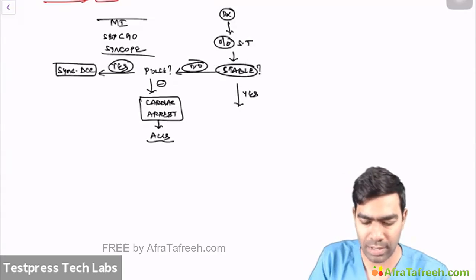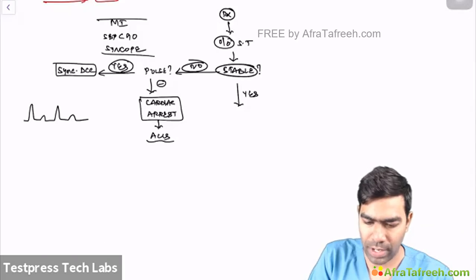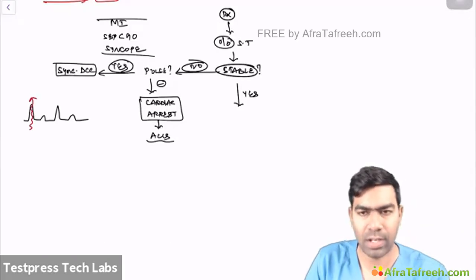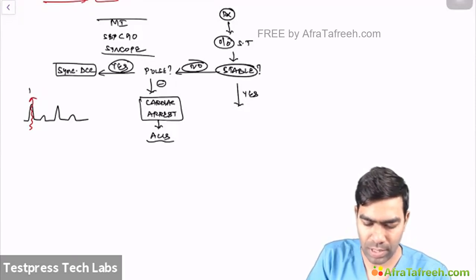You know what we mean by synchronized DCC? For example, if you have a tachyarrhythmia going on, something like this, I'm trying to synchronize at the peak of the R wave. That's what I'm trying to do. So the peak of the R wave. This is the R wave and this is the peak.